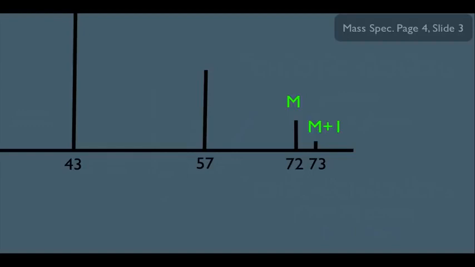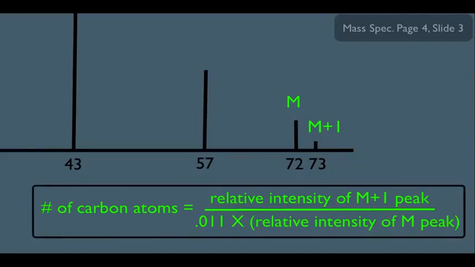Now, it just so happens that because of this fact, there's a nice equation that we can use here, and it looks like this. Notice, on the left-hand side of the equal sign here, we have number of carbon atoms. That's always going to be equal to the relative intensity of the M+1 peak divided by 0.011 times relative intensity of the M peak. Meaning this, we're going to be able to take the mass spec M and M+1 peaks and use them to figure out the number of carbon atoms in our sample. Let me show you how to do this. Notice the formula is asking for the relative intensity of the M+1 peak.